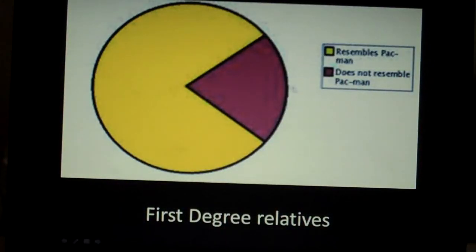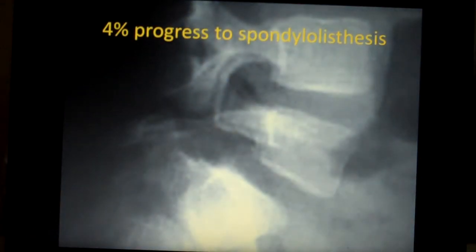And then there's also a hereditary factor. This is not Pac-Man, but a pie chart which shows you 25%. If you have a first-degree relative that has a pars fracture, there's a 25% chance that you will have it as well. So there is some type of hereditary factor going on, so it's always a mix. If you see a child with a pars fracture, the parent is very upset, and they're going to say, what does this mean for my child? The chances are nothing's going to happen. But around 4%, a very small number, do progress where the bones start to slide, the spondylolisthesis.